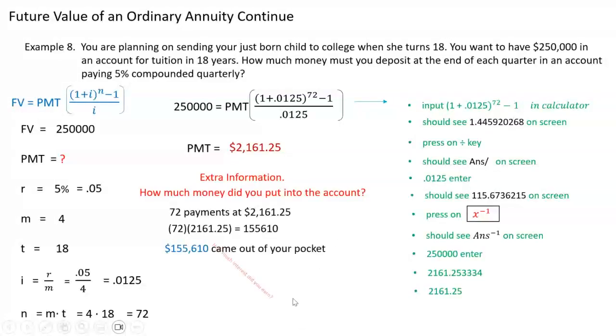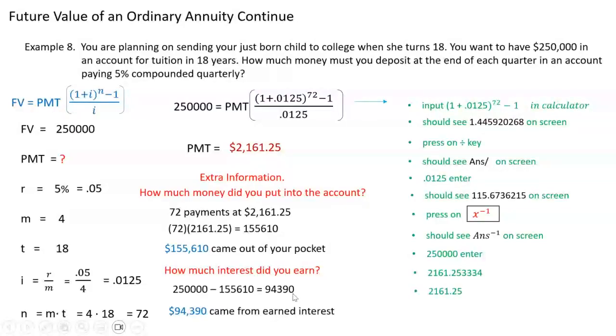So we subtract that from the 250,000. So you made $94,390 in interest. That's how much money you got in interest, which is not bad at all. Okay.